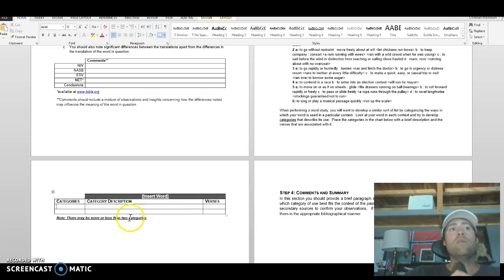There may be more or less than 2 categories. We had 2 here, but you can obviously add more. It's not that hard to do. Okay.